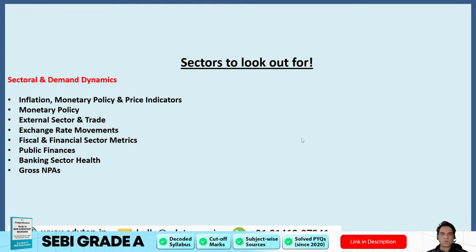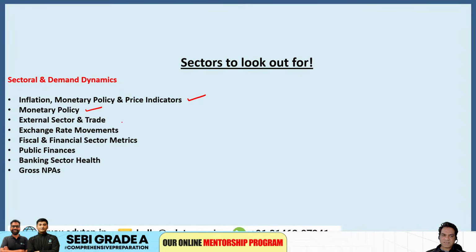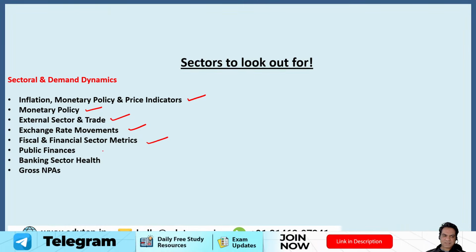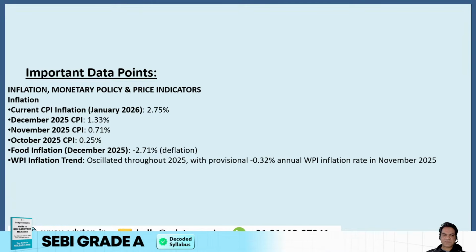So, what sectors do you have to look out for? Now, guys, particular sectors that you should definitely research for: inflation, monetary policy, and price indicators, external sector and trade, exchange rate movements, fiscal and financial sector metrics, public finances, banking sector health, and gross NPAs, non-performing assets. So, these are certain sectors that you should research for if you're preparing for this exam. Now let me give you how you prepare for these topics, guys.